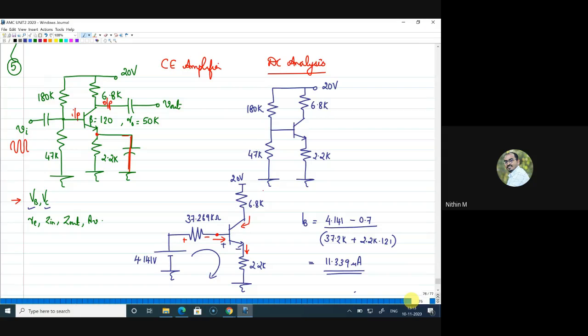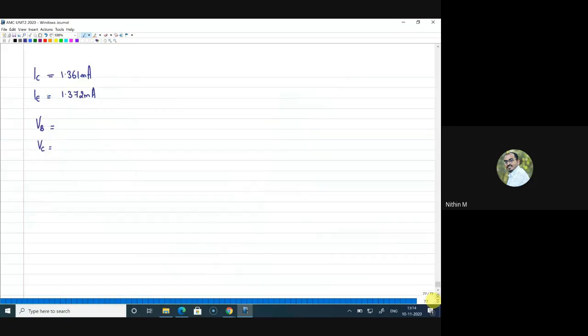So VB is a voltage, right? So VB is 4.141 minus 37.2 K into 11.33 micro. Can you recheck? Namra, you got an answer? Is it 2.3? No, it's not 2.3.